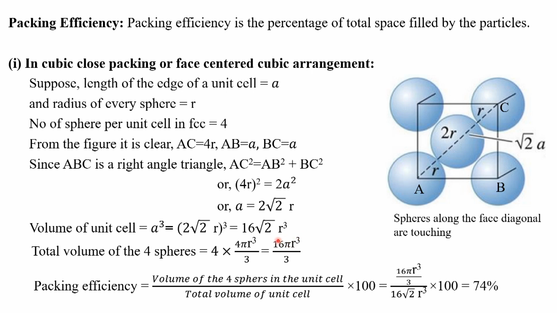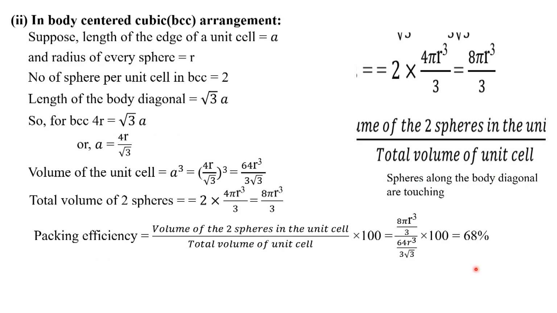So what will be the packing efficiency? Packing efficiency will be the volume of the 4 spheres in the unit cell by the total volume of the unit cell, times 100. The total volume of the 4 spheres we just calculated, 16 pi r cube by 3, and the volume of the unit cell we calculated, 16 square root 2 r to the 3, times 100. If we calculate this, we get a packing efficiency of 74%.